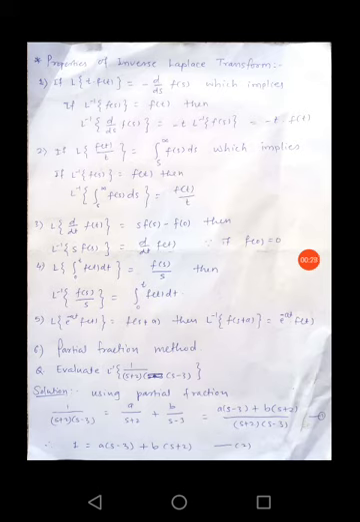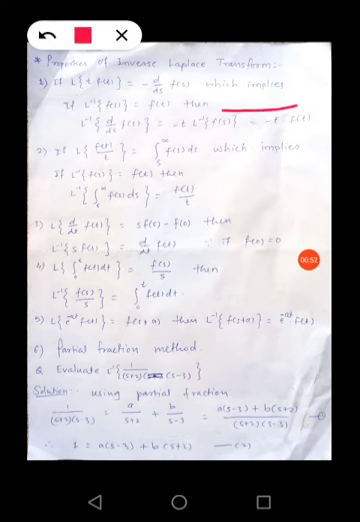In Laplace transform, if Laplace of t into f of t is equal to minus d by ds of f of s, this implies the property in inverse Laplace transform: if Laplace inverse of f of s is equal to f of t, then Laplace inverse of d by ds of f of s is equal to minus t into L inverse of f of s.